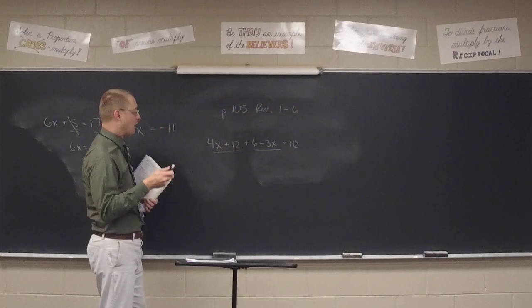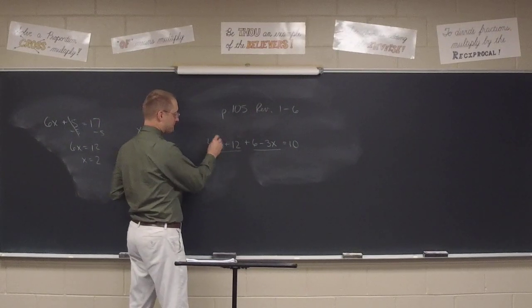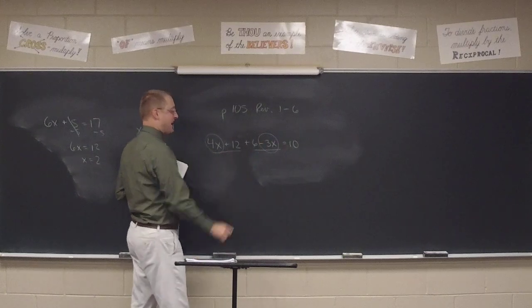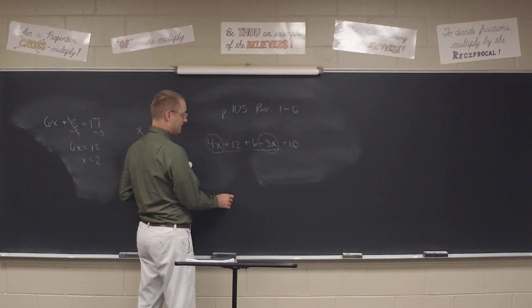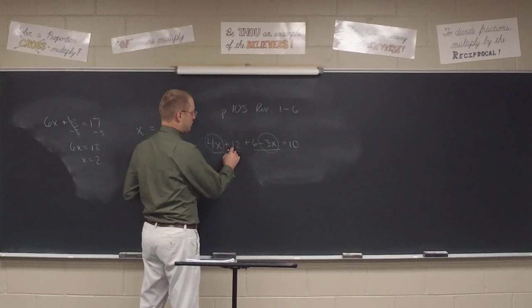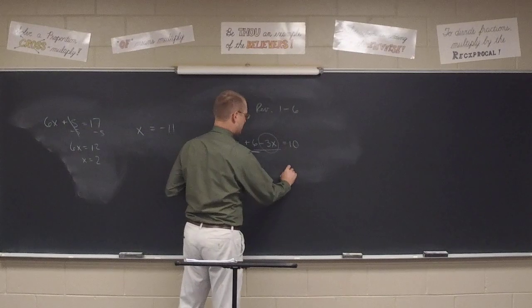Yes, sir. All right, now let's combine like terms, Adam. Let's try combining a 4x with a negative 3x. I get 1x. And of course, you're right about this 12 and 6 giving you an 18. 18 is equal to 10.